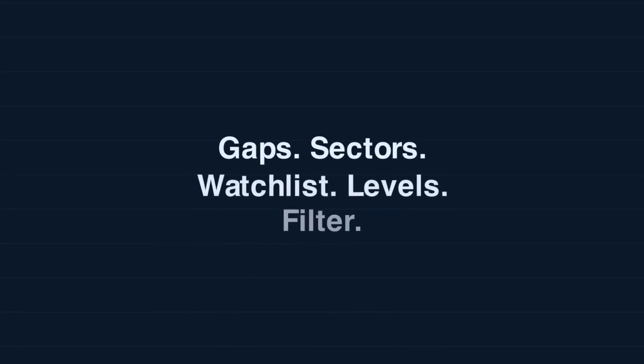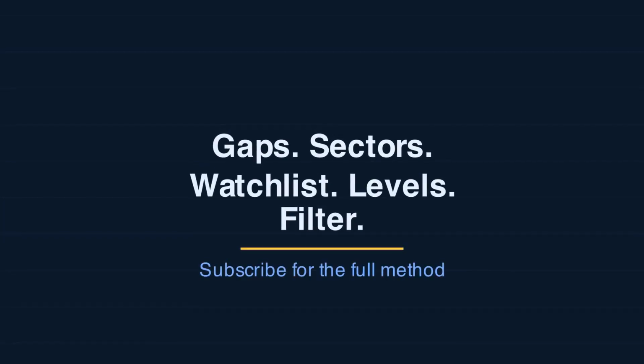So, 5 steps, 7 a.m. to 9:30. Gaps, sector strength, watch list, levels, no trade filter. Same order every day. Decide cold, execute warm, and accept that some mornings you do all 5 steps and find nothing. That's a successful morning.